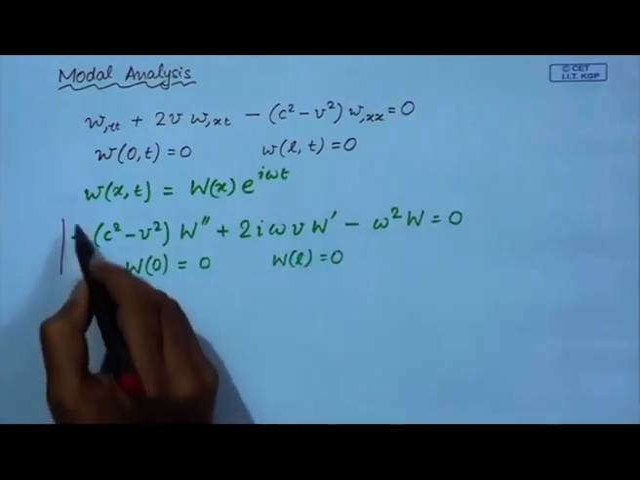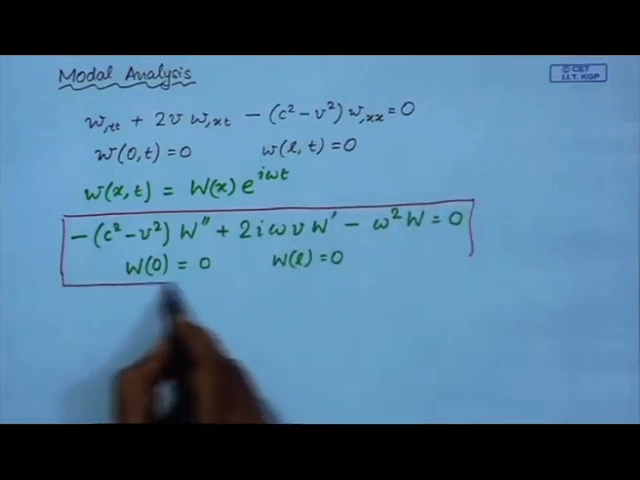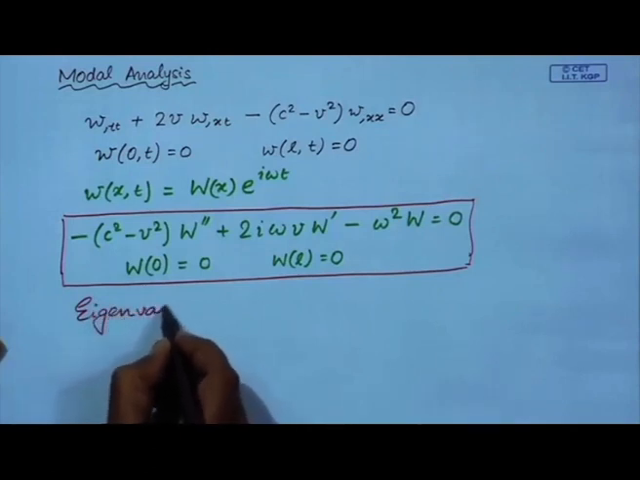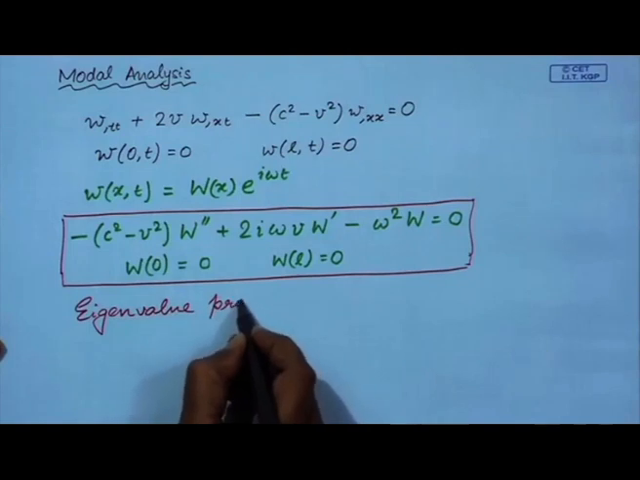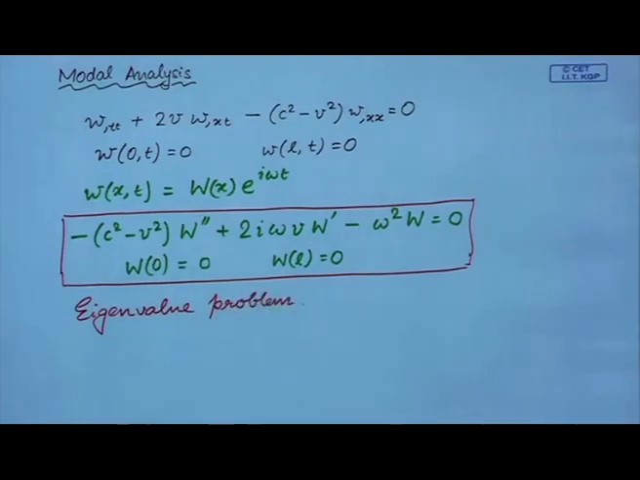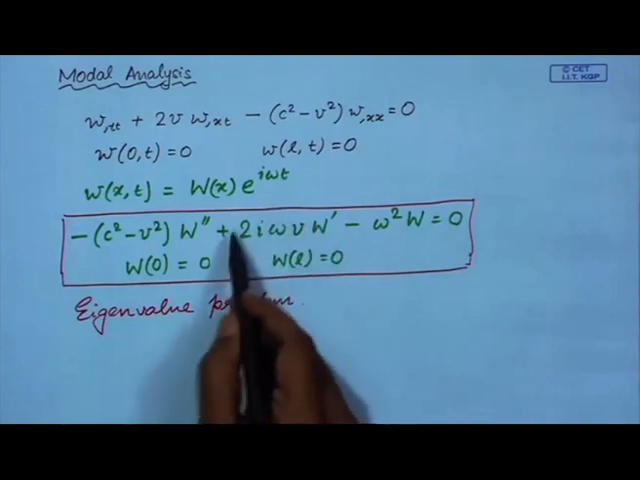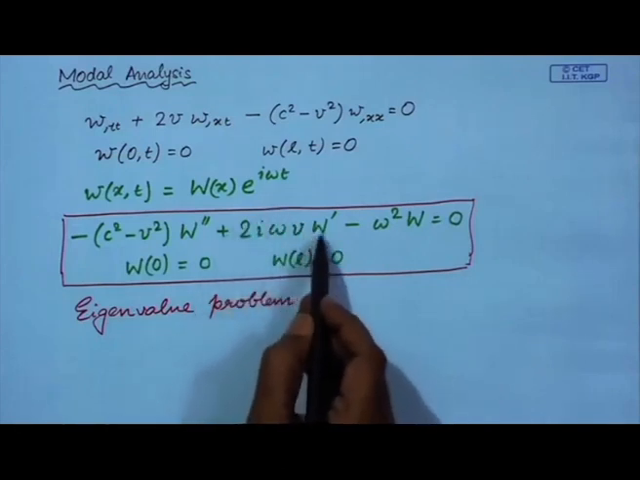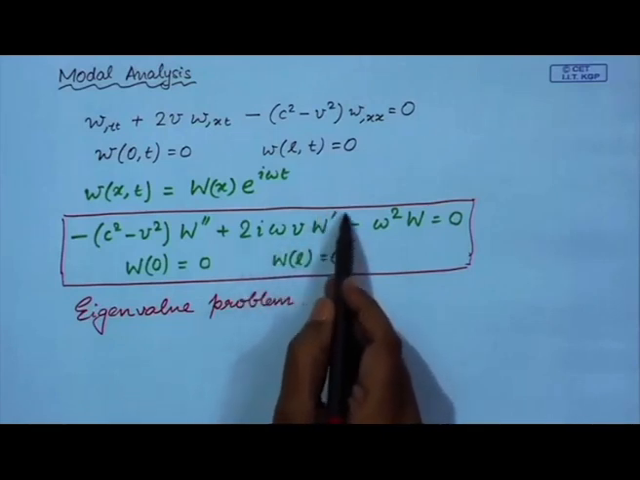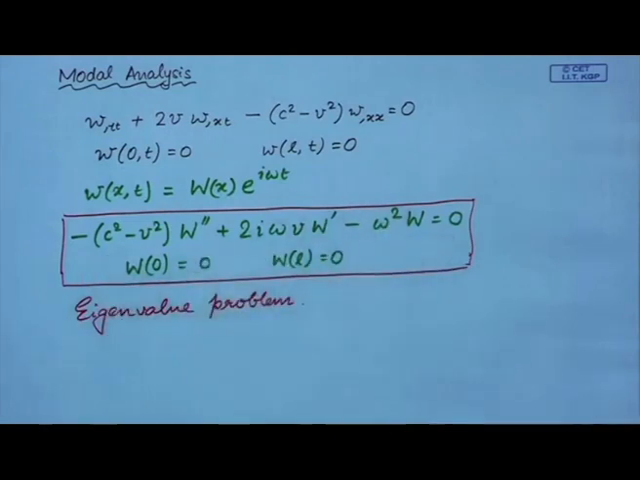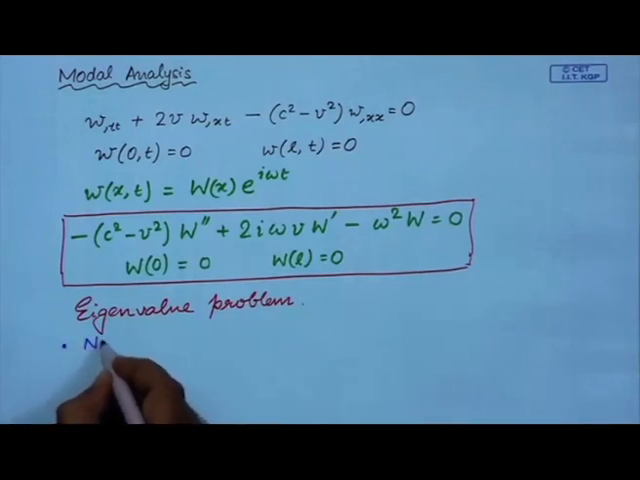So, this therefore is our eigenvalue problem. So, this is our eigenvalue problem for our system. Now, first thing that strikes us is there is an imaginary coefficient and there is a single spatial derivative of w. Now, it can be easily checked that this problem is non self adjoint.